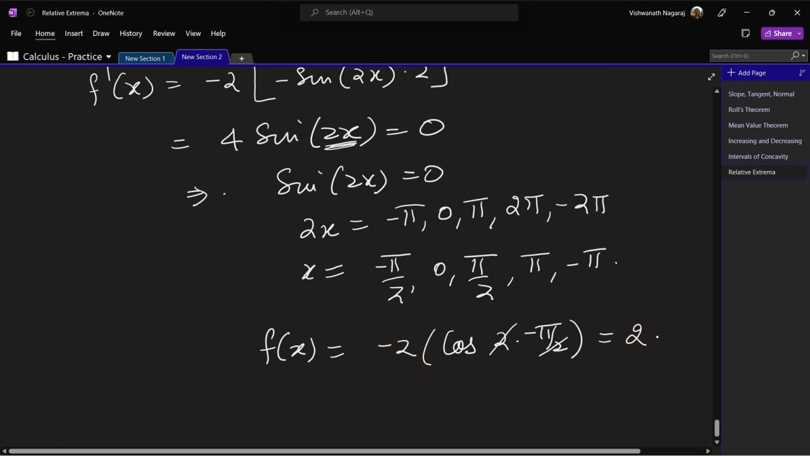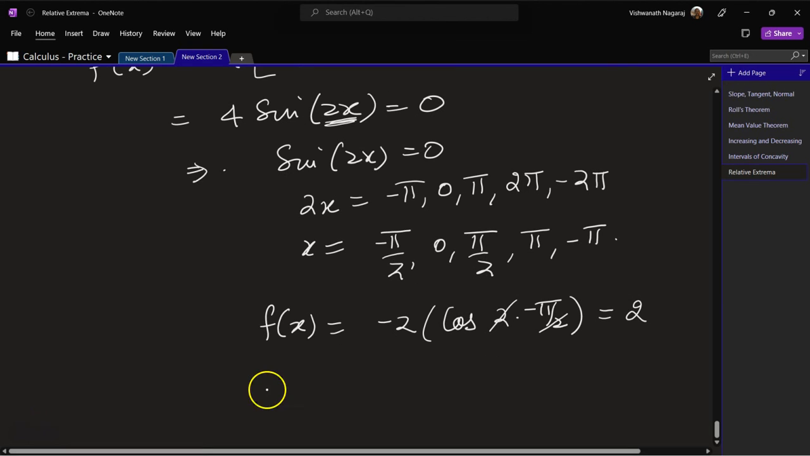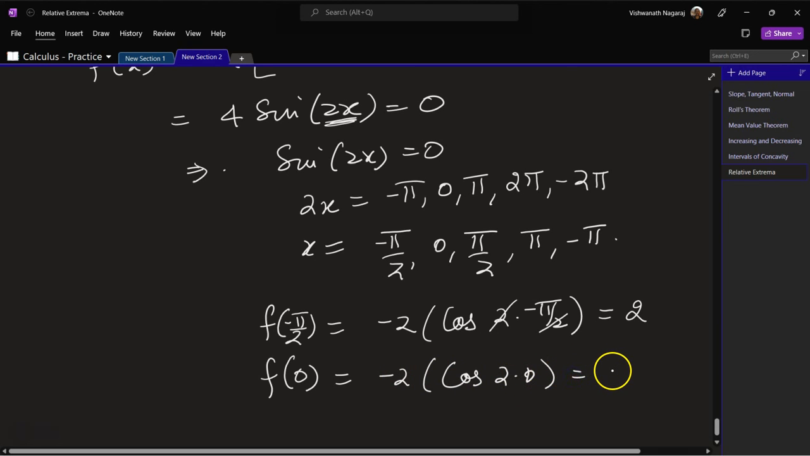Okay. Now let's look at the second one. Instead of doing it like this, let me actually put the value that we are looking at. F of minus pi by 2. Now let's look at f of 0. F of 0 would be minus 2 times cos 2 times 0. That is 0. So cos of 0 is 1, minus 2.